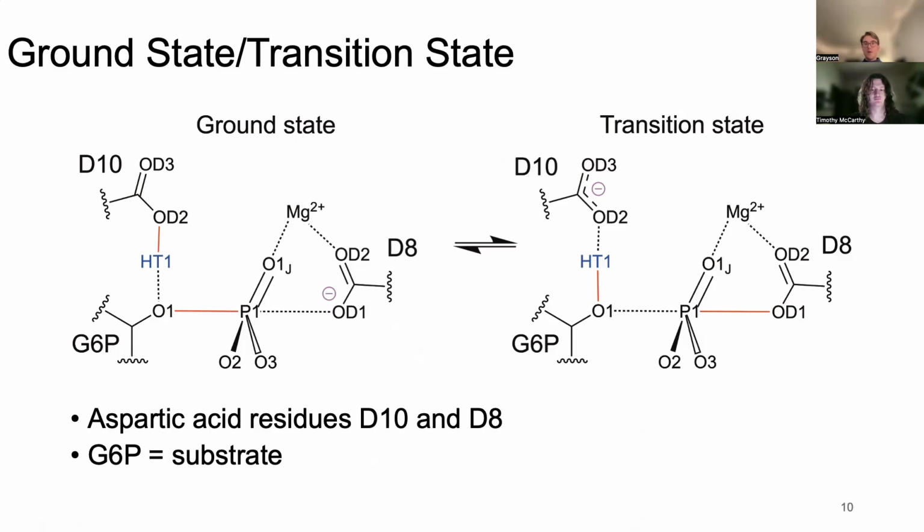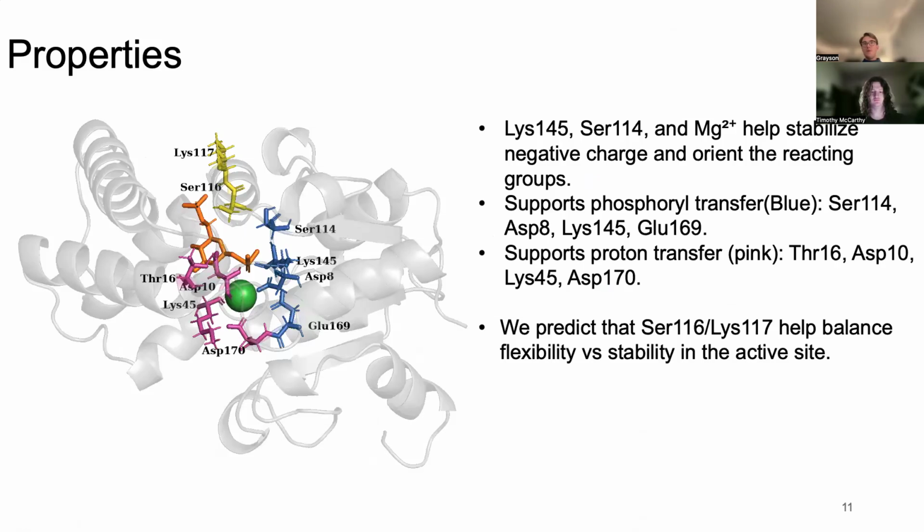beta-phosphoglucomutase. The observation of this trapped intermediate, phosphoaspartic 8, along with the magnesium ion, non-covalently bound in the crystal structure, provides strong structural support of this phosphoryl transfer pathway. So additionally, the researchers observed that lysine 145, serine 114, and the magnesium ion helped stabilize the negative charges within the active site and orient the reacting groups.